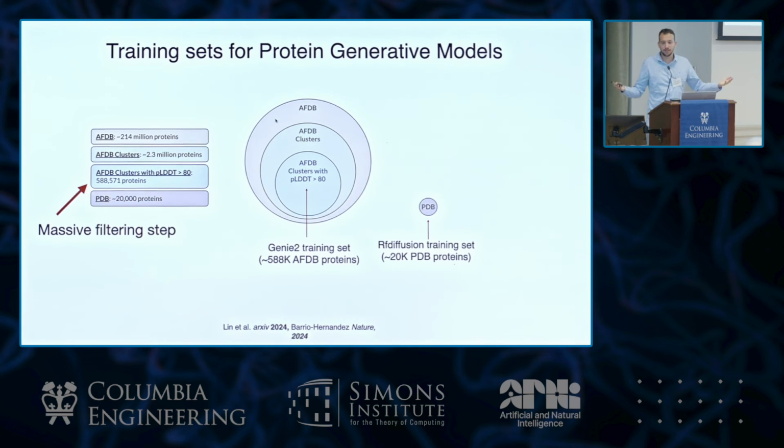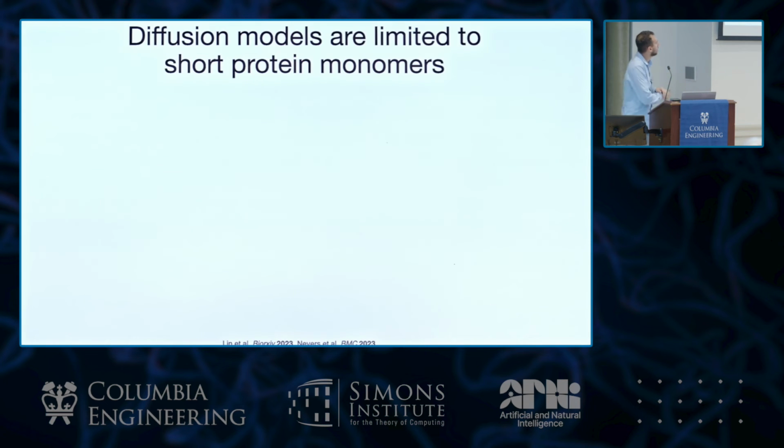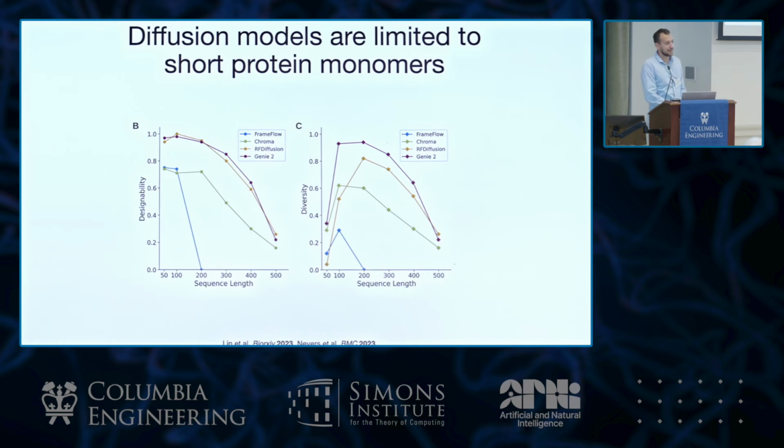And what do people do? They do filtering. They go to all of these proteins. AlphaFold gives you a measure of self-confidence, how much you trust it, and they filter out the low confidence ones, and they train on the rest. This results in a bad situation. That was the state of the art, I think, a year ago.